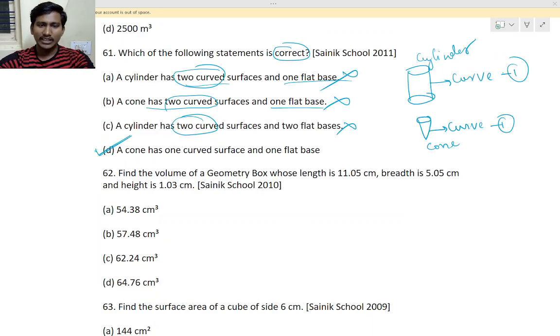Okay, fine. So that is how you have to do. Now let's go to the next question, 62. Find the volume of a geometry box whose length is this much, breadth is this much and height is this much. Volume you know. You will do it as homework, you just have to multiply.